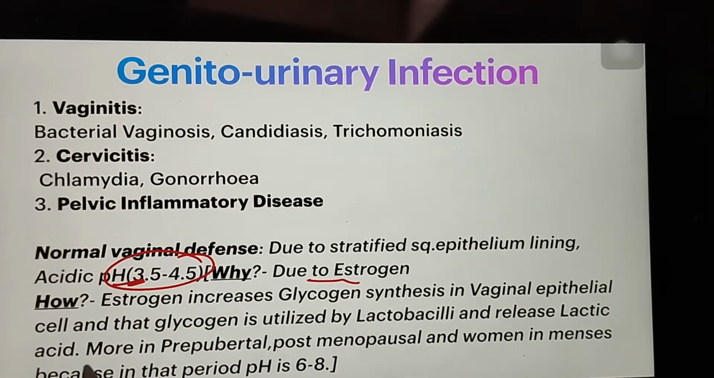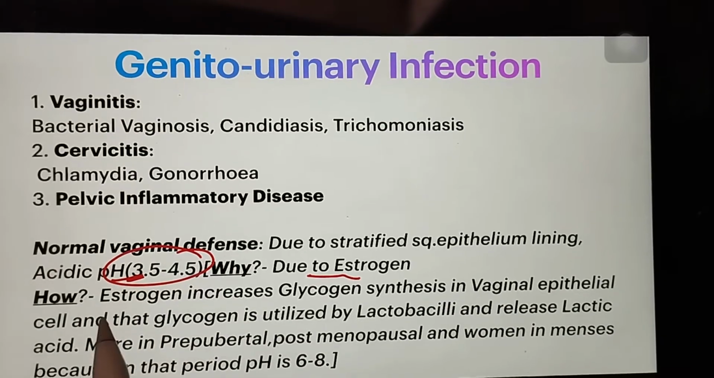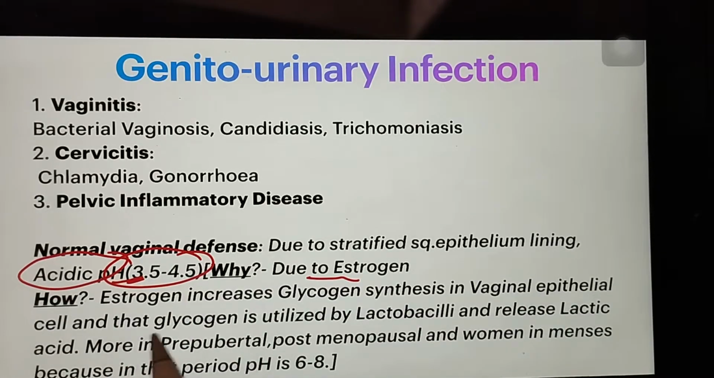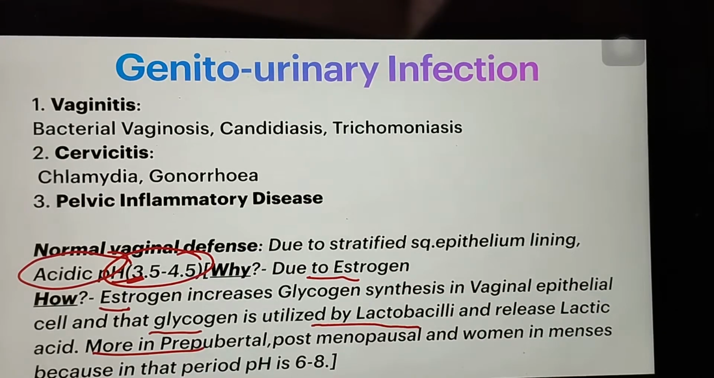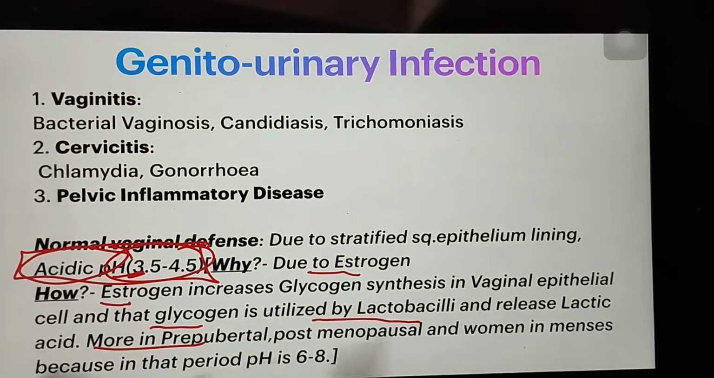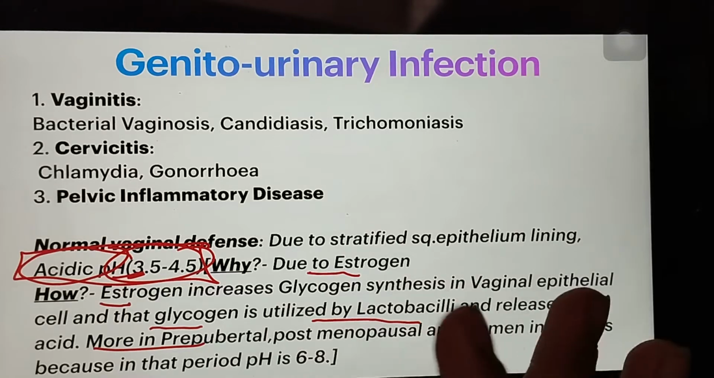So how does estrogen maintain the acidic pH in the vaginal lining? Estrogen increases glycogen synthesis in vaginal epithelial cells, and the glycogen is utilized by the lactobacilli, which are generally present there, and they release lactic acid. In prepubertal, postmenopausal women and women during menses, the pH is 6 to 8, not acidic, so they are more susceptible to genitourinary infection in that period, because the pH increases and infection can occur.